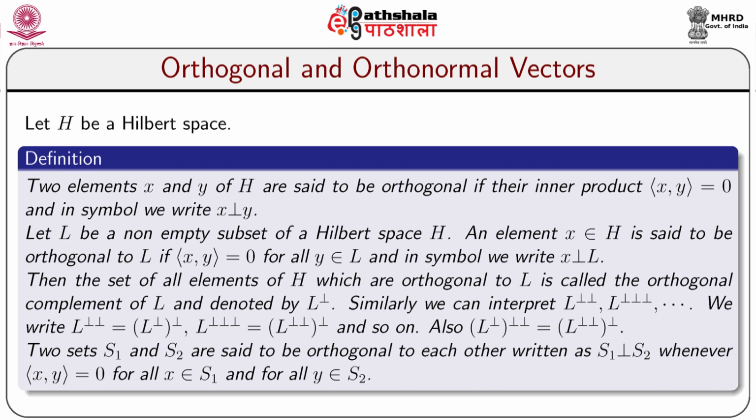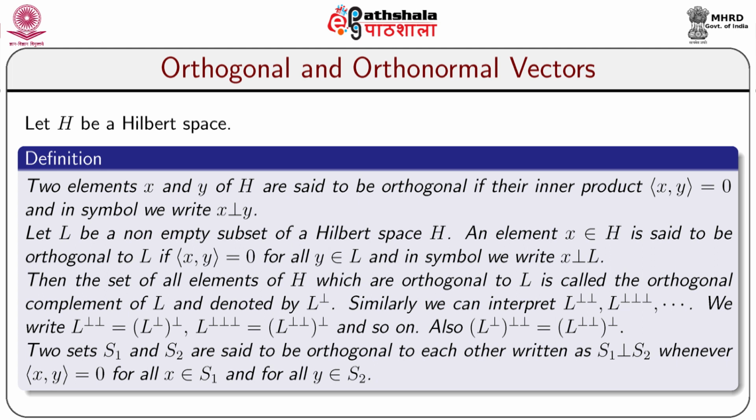Let capital L be a non-empty subset of a Hilbert space capital H. An element x belonging to capital H is said to be orthogonal to L if inner product x comma y is equal to 0 for all y belonging to capital L. That means x is perpendicular to all elements y in L, and in symbol we write x perp L. The set of all elements of capital H which are orthogonal to capital L is called the orthogonal complement of capital L and denoted by L perpendicular. That means the collection of all such elements of H which are orthogonal to capital L.